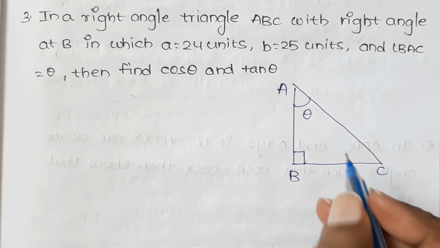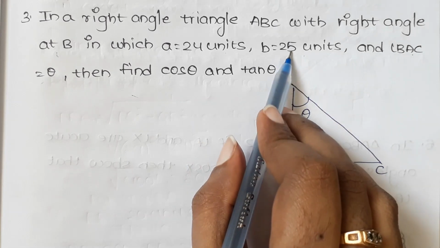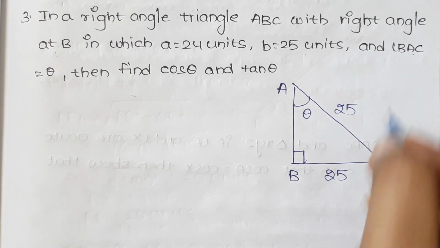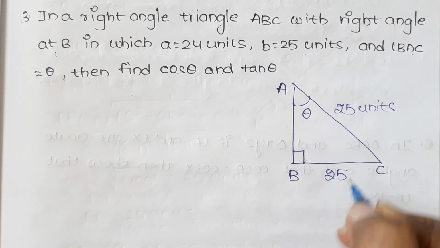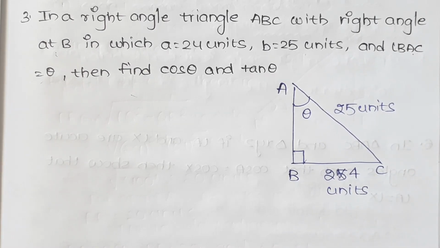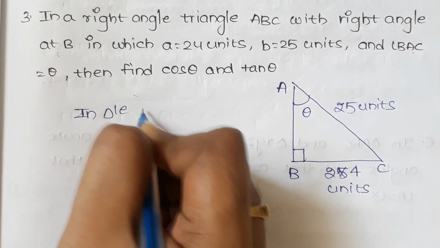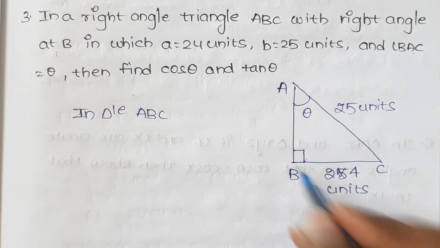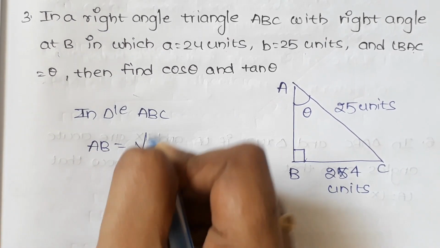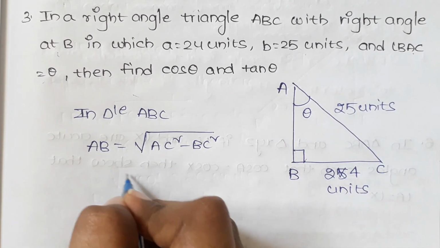And now here given BC is nothing but 25 units given, and here 24. And now let us find the problem from triangle ABC. Now we should find the AB value from Pythagoras theorem. AB equals to square root of AC square minus BC square from given triangle.